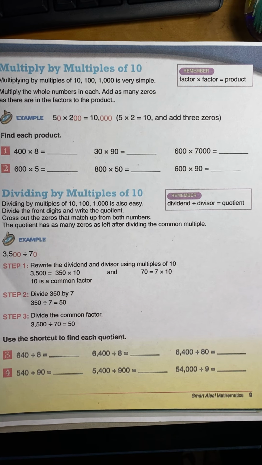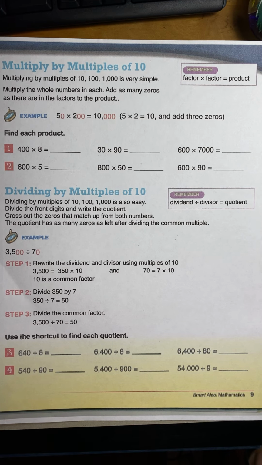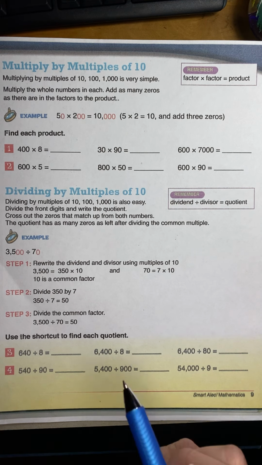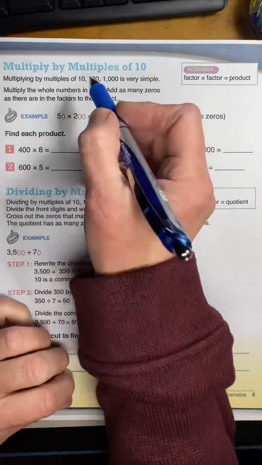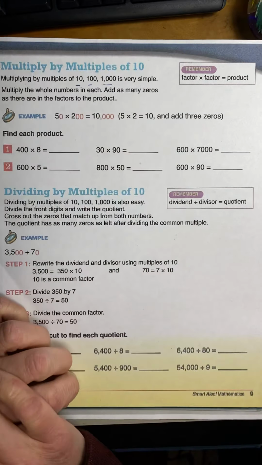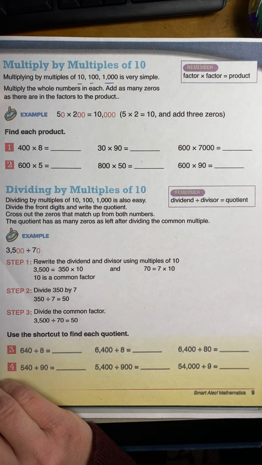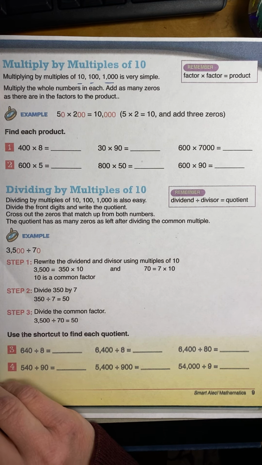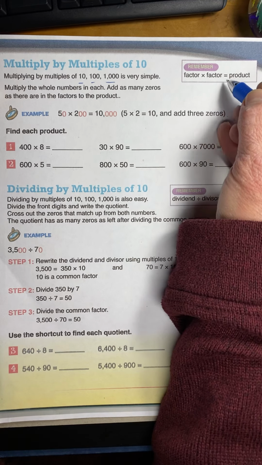Okay, I'm going to be using this worksheet as a grade, so I want to go over a couple of things before you do this on your own. Remember, when you multiply by multiples of 10, 100, or 1,000, it is really very simple. Multiply the whole numbers in each and add as many zeros as there are in the factors to the product. Remember, a factor times a factor is a product.